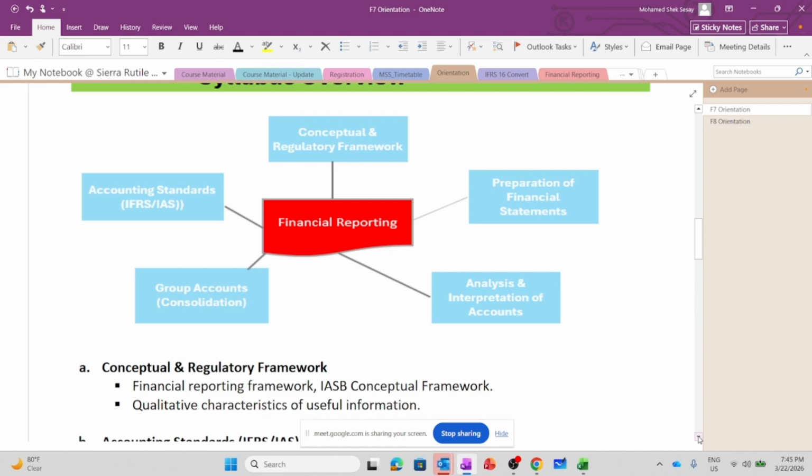So you need to know the actual implementation of your IASs and your IFRSs, rather than knowing the name without understanding how you should apply IAS this, IAS that, whichever the situation might be. Also, you're going to look at the preparation of financial statements. Extract of the financial statement, you need to know how to prepare it.